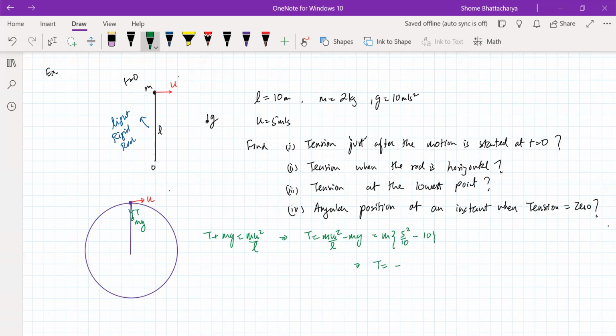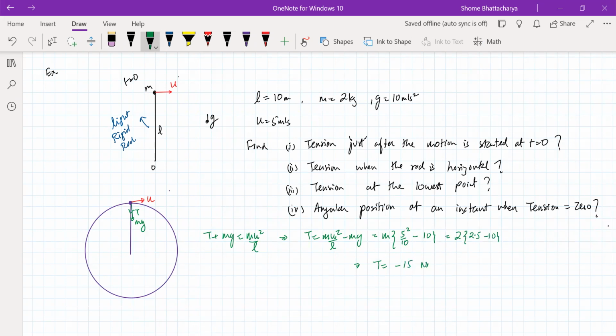Sorry, minus 1.5 m, no? So minus 3 newtons. Correct. Minus 30 newtons. Yes, sir. Wait, something has gone wrong here. This calculation, how much is it coming out to be? So 7.5 into 2. Oh, yeah, 15. So minus 15 newtons, yes.